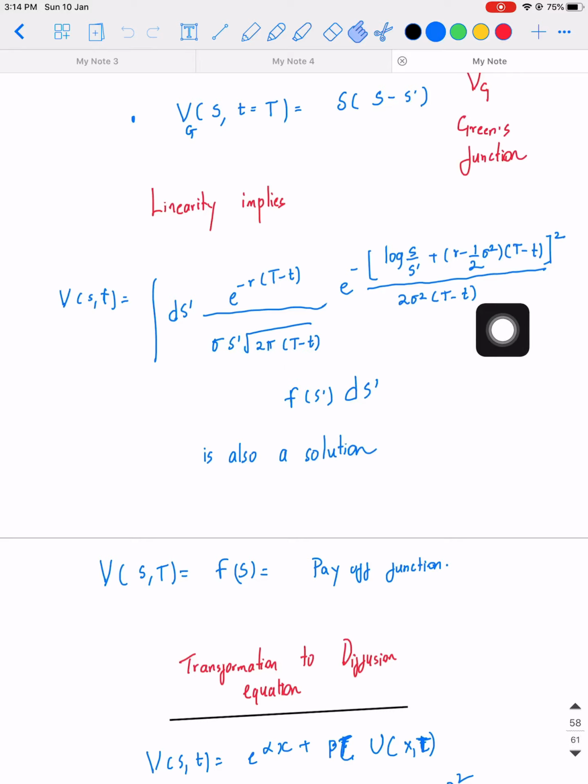Okay, that implies that when t is equal to big T, this is basically the payoff. When small t is equal to big T, that gives you the final condition on that option, and the final condition basically says this thing should equal the payoff function. Also, at t equal to big T, this is the delta function, delta of s minus s prime. So this integral is going to give you f of s.